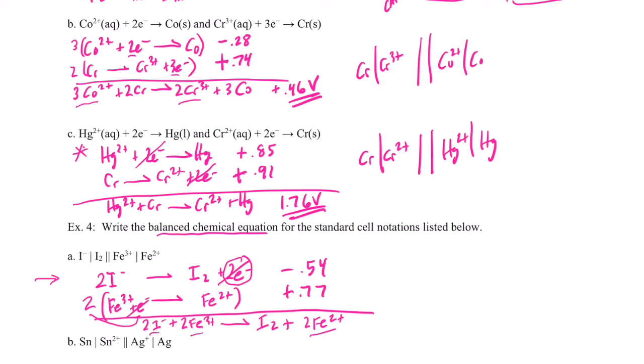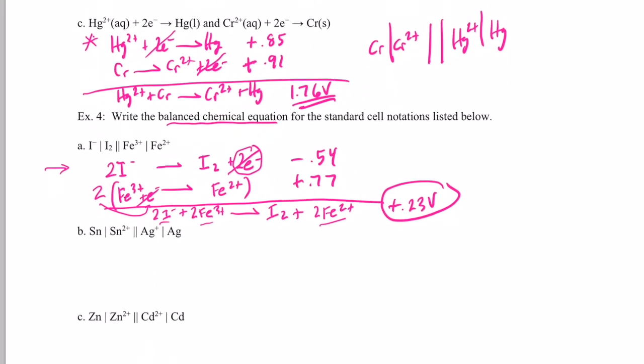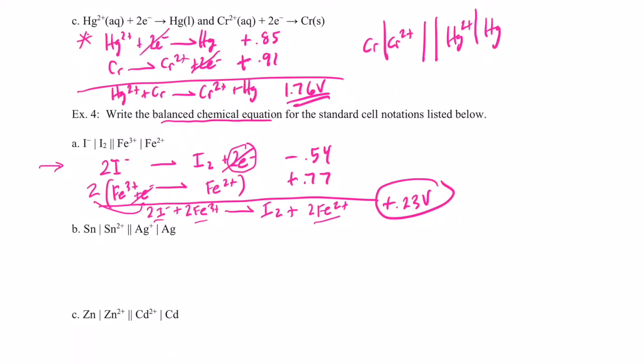So now I can add the potentials together, and I get a negative 0.54 plus a positive 0.77. So that gives me a potential of positive 0.23 volts. Boy, that was sort of a tough one. All right, well, let's see if you can do the next one on your own. Go ahead and try letter B. Pause the video. Come back and we'll see how you did, okay?